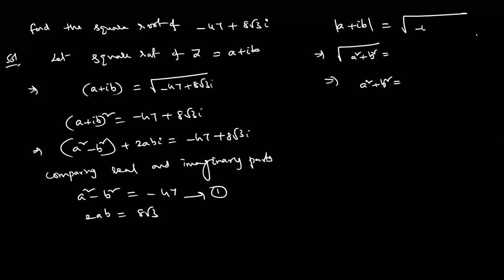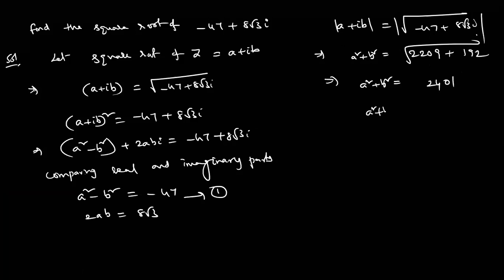Root over minus 47 plus 8 root 3 i. Okay. What are the results coming? Root over a square plus b square is how much, dear students? Remove root. How much coming anyone here? 47 squared is 2209, plus 192 is 2401. So a square plus b square is equal to 49.